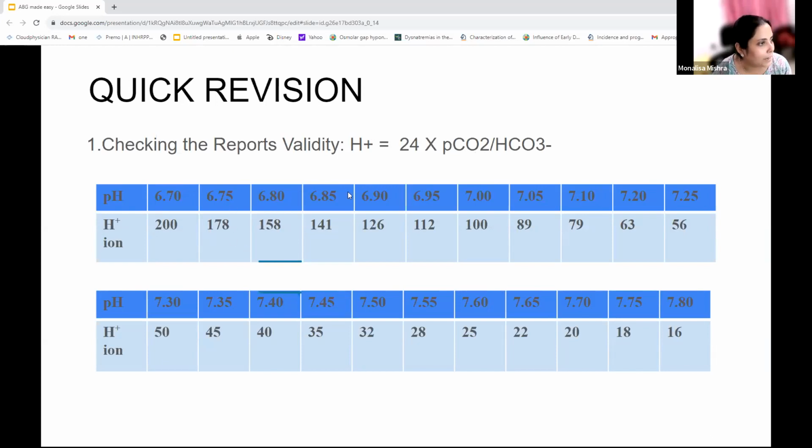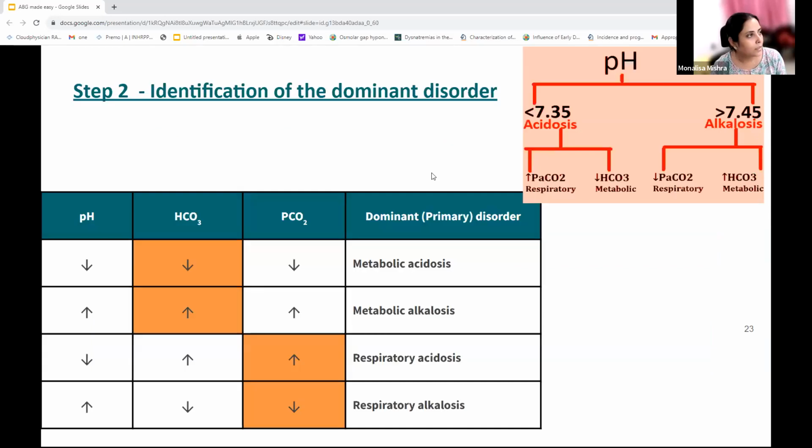According to that, if you have this table handy, it is available on the internet, in your QMD calc, everywhere. According to whatever your H plus ion is, you have to find out your pH. For instance, if your H plus came to be 40, your pH will be 7.4. If it is 35, then it will be 7.45. So this is how you see if your ABG is valid or not. Only when the ABG is valid do you move ahead and calculate the further steps, right?